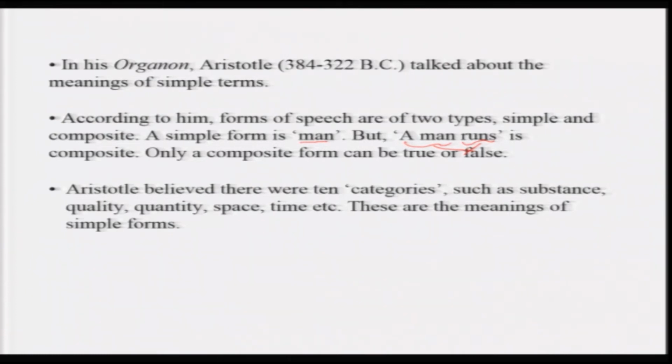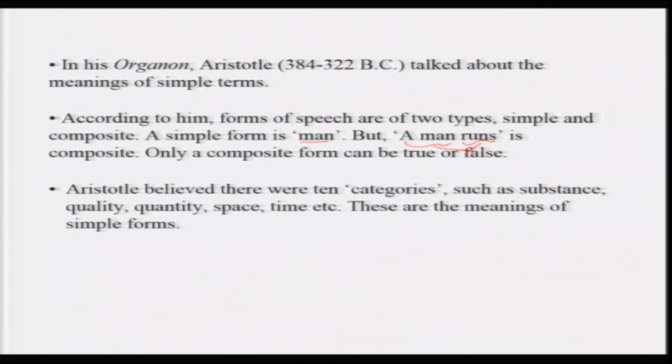You can see already he has an understanding of what we now call a proposition, and we'll talk about propositions and statements and all that stuff, but he understands that man is neither true nor false, runs is neither true nor false. When they unite, when they come together, you get something which is entitled to have a truth value. So, basically a statement is something which is entitled to have a truth value. So, already this composite form is kind of a primitive statement.